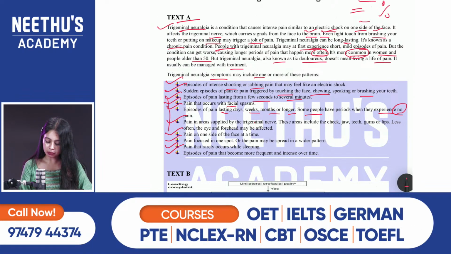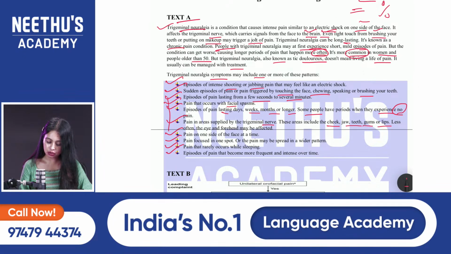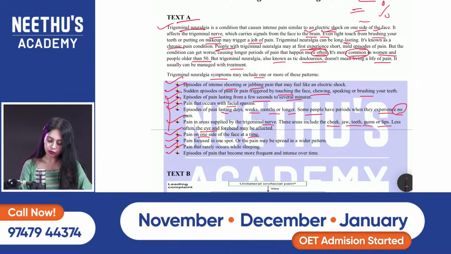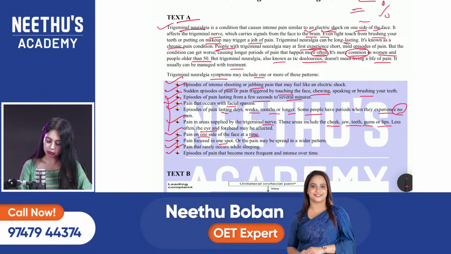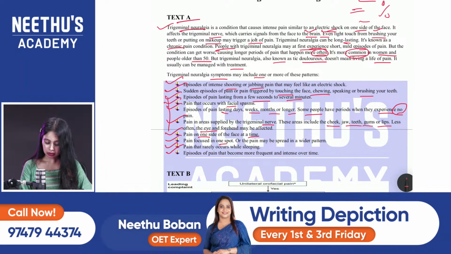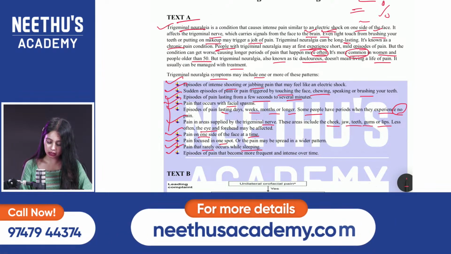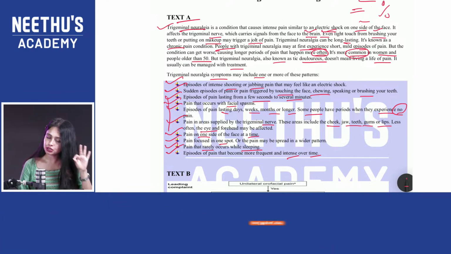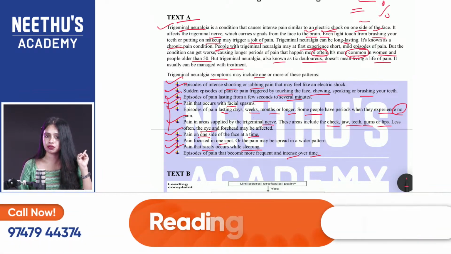Pain in areas supplied by the trigeminal nerve. These areas include cheek, jaw, teeth, gums, lips, or less often the eye and forehead may be affected. Pain on one side of the face at a time. Pain focused in one spot, or the pain may be spread in a wider pattern. Pain that rarely occurs while sleeping. Episodes of pain that become more frequent and intense over time. Okay, so that's all about the keywords from text A. So likewise, you should underline the keywords from each of the texts.